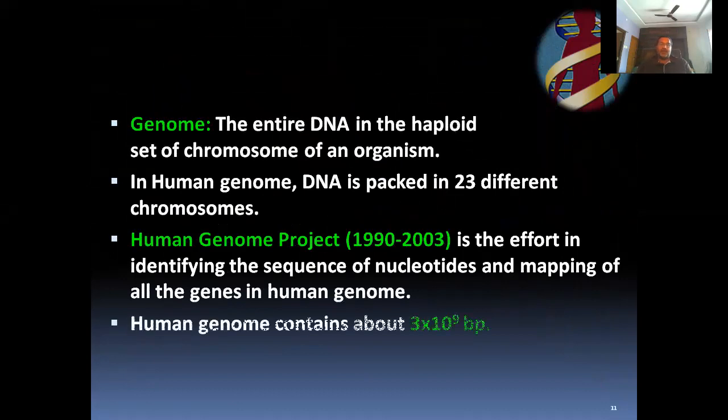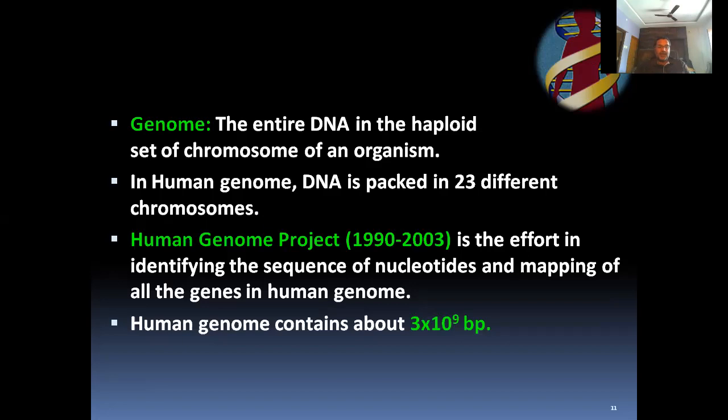In the human genome, DNA is packed in 23 different chromosomes. The Human Genome Project actually started in 1990 and was expected to be completed in 2005, but we completed it earlier, in 2003, because of the advancement in technology. It's an effort in identifying the sequence of nucleotides and mapping all the genes in the human genome.